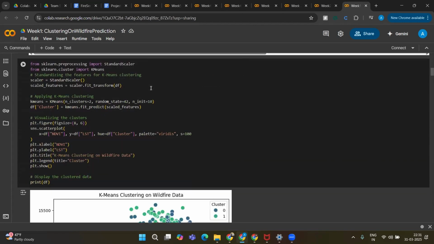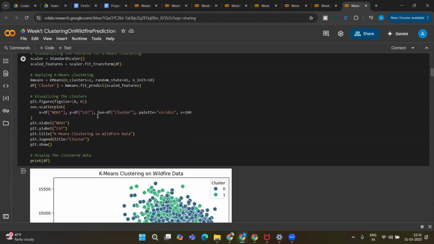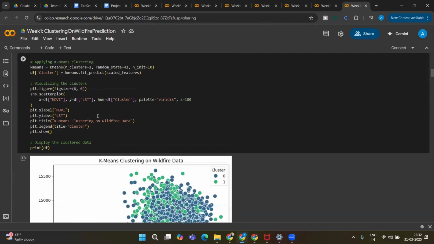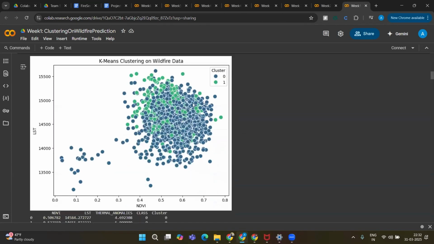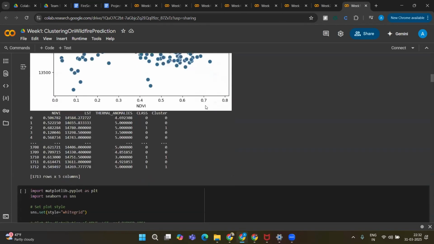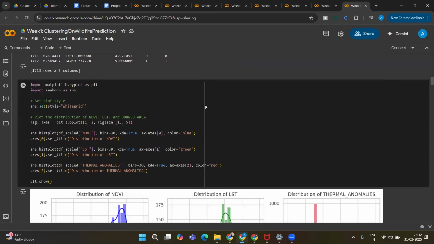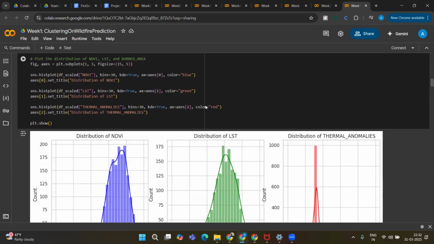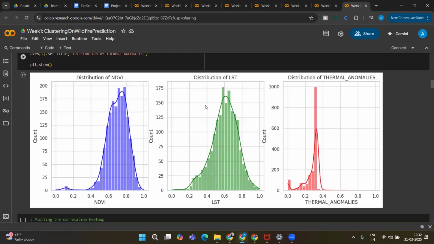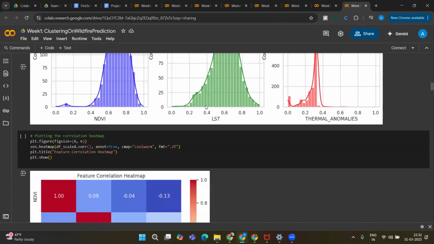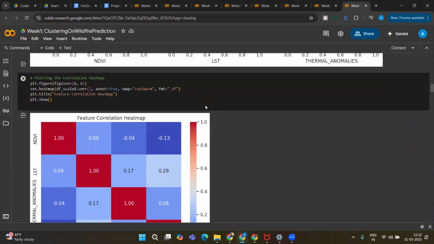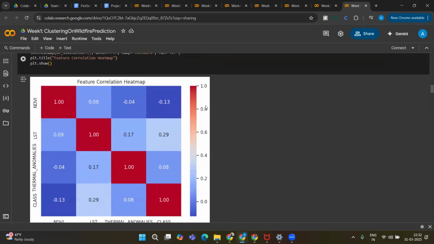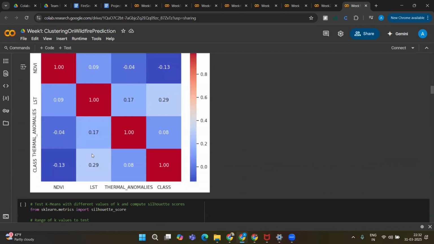Then we are applying the k-means clustering and visualizing the clusters. We've used two clusters over here, as you can see, and we got two clusters. After that, we plotted the other graphs like the LST, thermodynamics, and the NDVI, which are nothing but three columns in our data set. And then this is a correlation heat map that we plotted between all of the variables that we have in our columns.